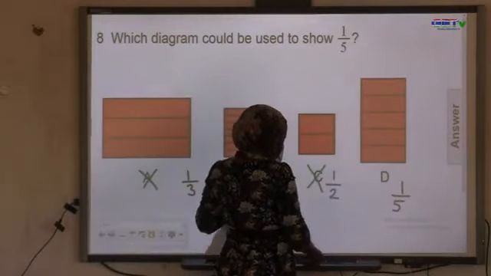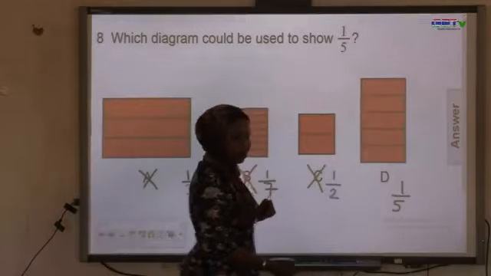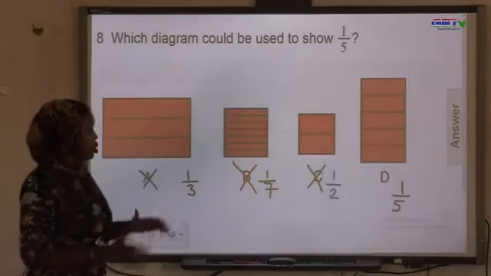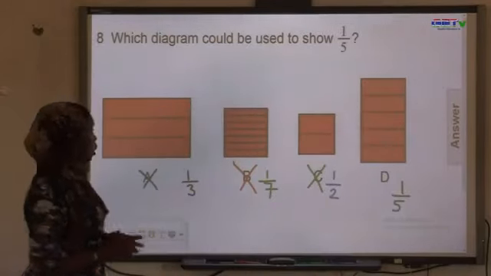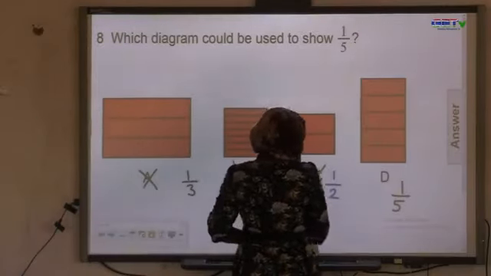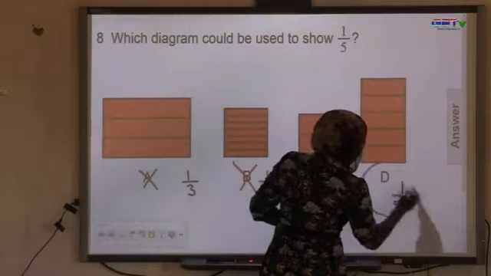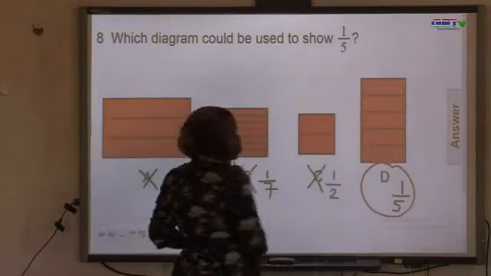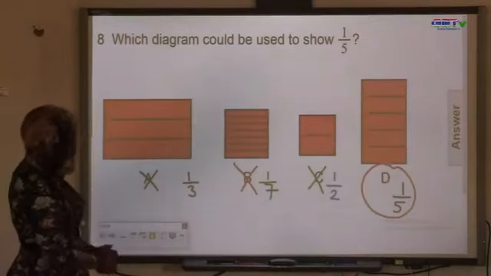C is out. Now how about D? D is showing us 1/5, and that is exactly what we are looking for. So our right option is option D. Okay, let's move on to the next slide.